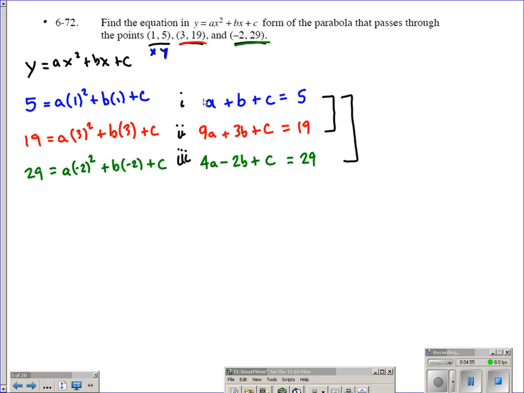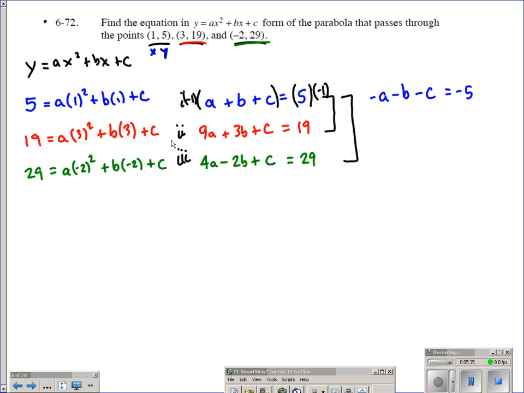Since I'm using equation 1 with both of them, and I have 3 c's that are all the same, I'm going to multiply this equation by negative 1 in order to make it easy to eliminate c with both of my other equations. What I end up with is negative a minus b minus c equals negative 5. I'm going to use this one in place of equation 1 when I set this up.